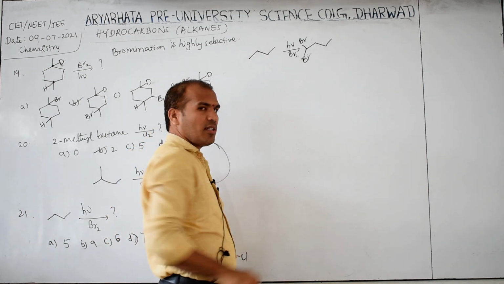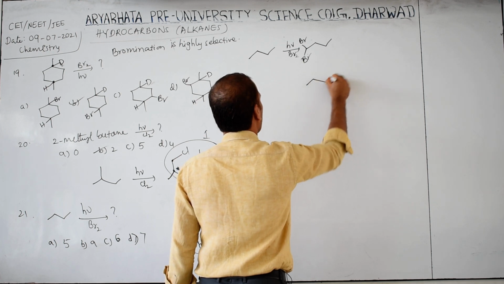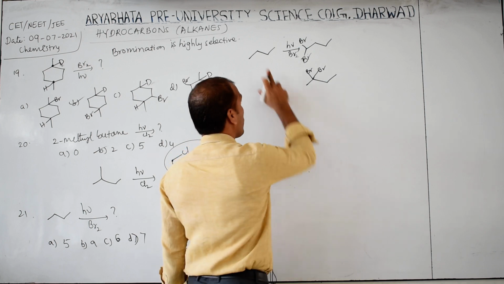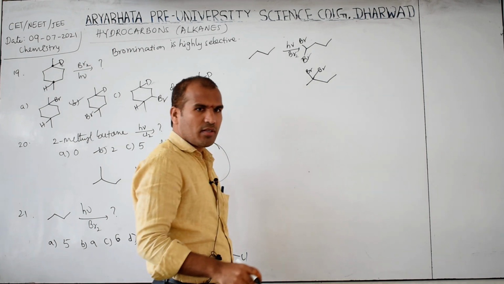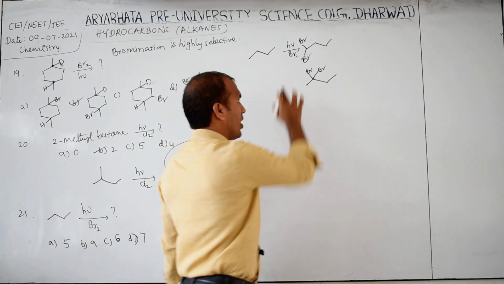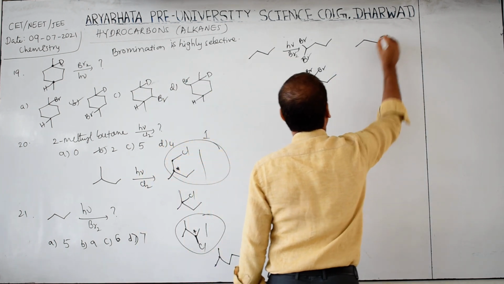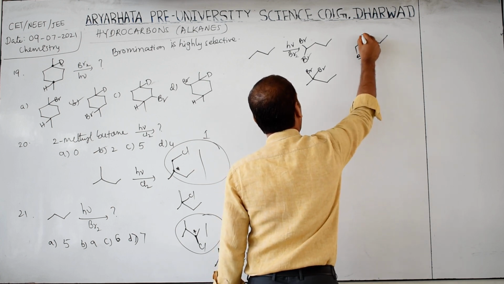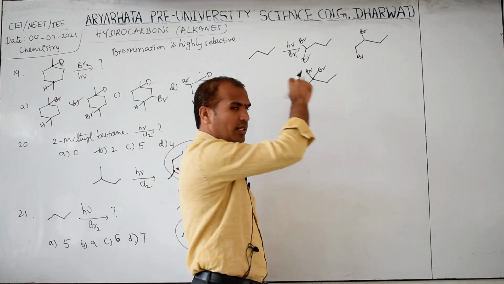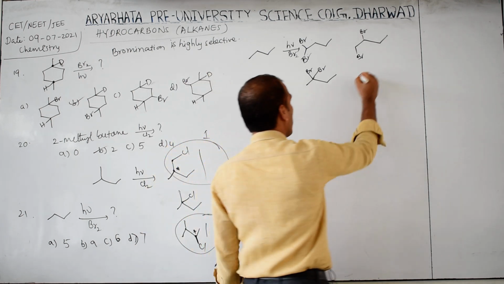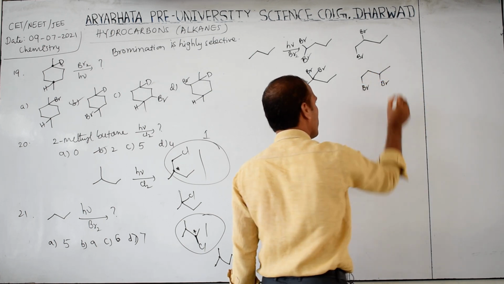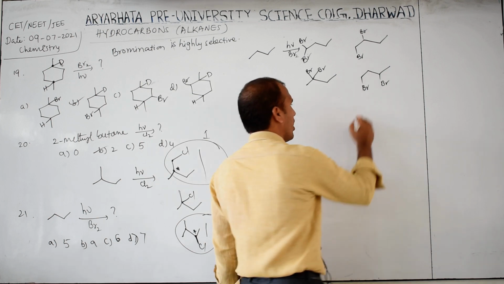Another possibility is here also. Then another possibility with bromine. Another possibility here, but here and here are the same or not? Same. Another possibility, here and here same. So 1, 2. Another possibility, one bromine here, another bromine here. This is 1,1, this is 2,2, that is 1,2. Another possibility: this is 1, this is 3. Yes or no?